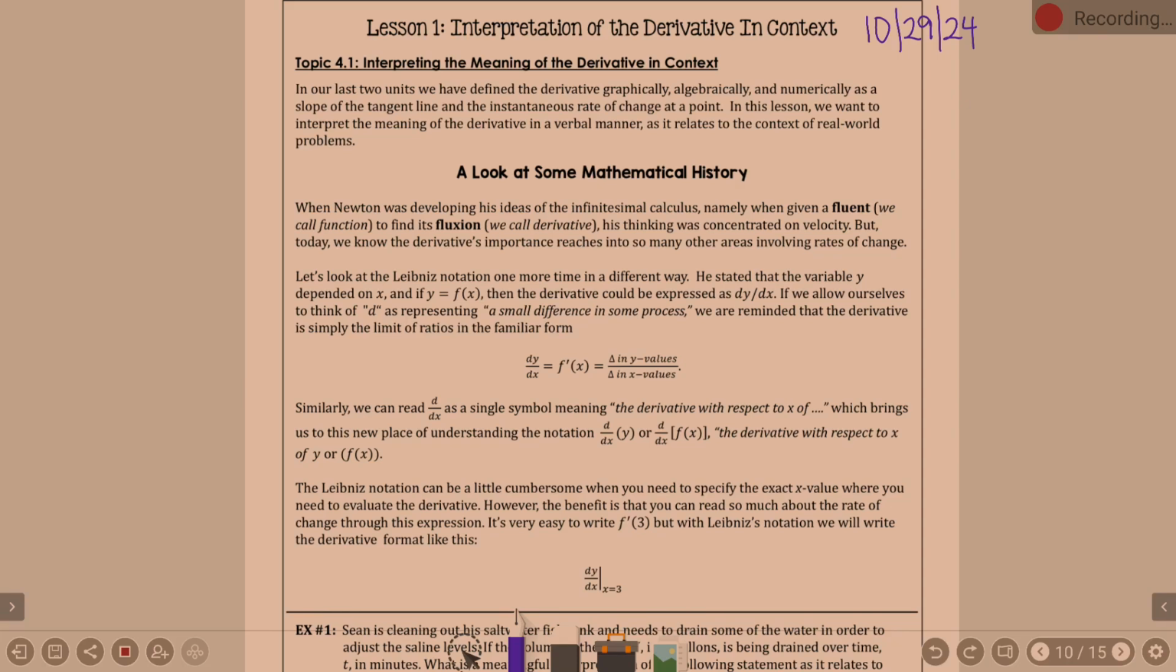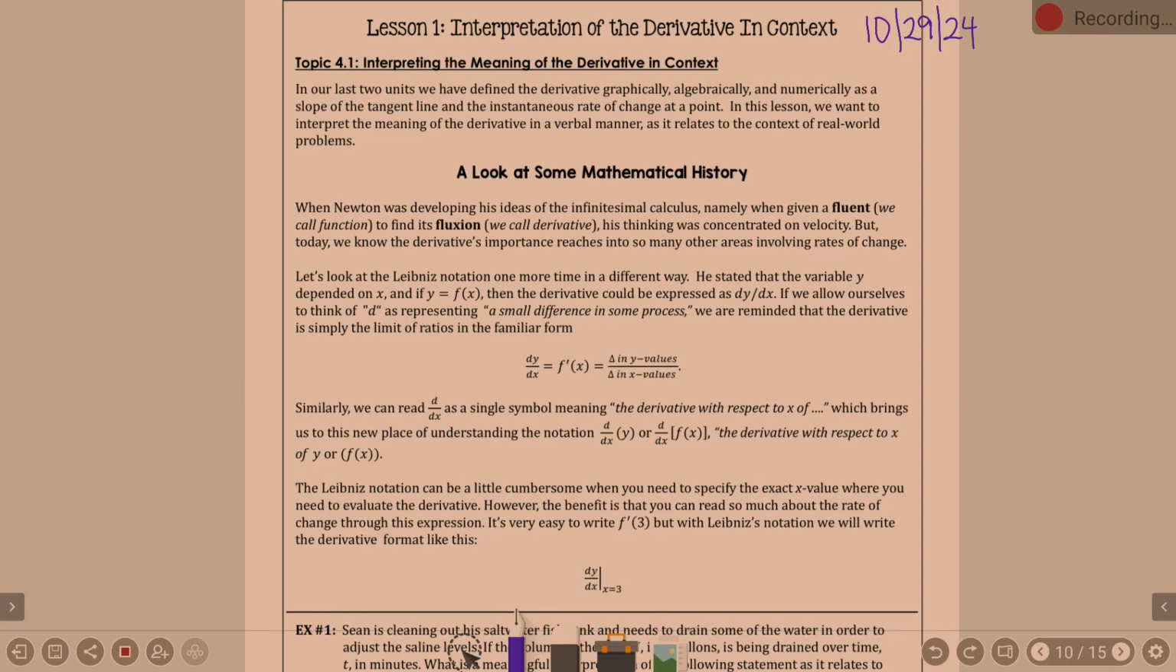Now, some history here. When Newton was developing his ideas of the infinitesimal calculus, namely when given a fluent, we call this a function, to find its fluxion, we call this the derivative, okay? His thinking was concentrated on velocity. That's why you see such a big connection between the calculus realm and the physics realm. But today we know the derivative's importance reaches into so many other areas involving rate of change.